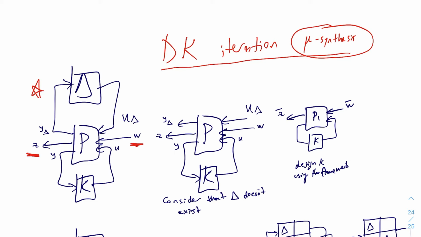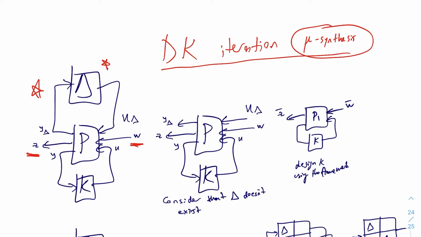Now I'm going to state the problem once again. Design a controller K such that the gain from W to Z is minimized, considering the worst perturbation. This is where the interesting part comes in. Also account for the fact that there is a quote unquote player.